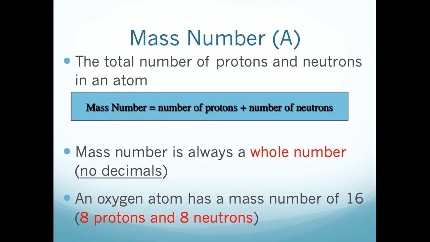Okay, so for example, here we have an oxygen atom with a mass number of 16, and this oxygen atom has 8 protons because it's element number 8, and it must have 8 neutrons as well to give it that mass number of 16. So 8 protons and 8 neutrons add up to that mass number of 16.